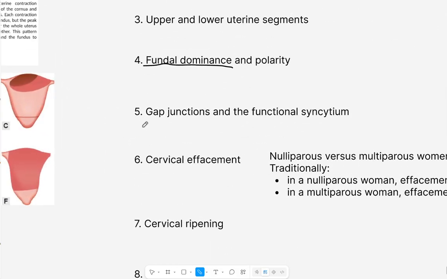Now we have gap junctions and functional syncytium. This is very similar to the heart muscle, by the way. During most of pregnancy, individual myometrial cells are relatively poorly electrically connected. So during pregnancy, they are not electrically connected. But what happens near term? Near term, gap junctions increase in number and size.